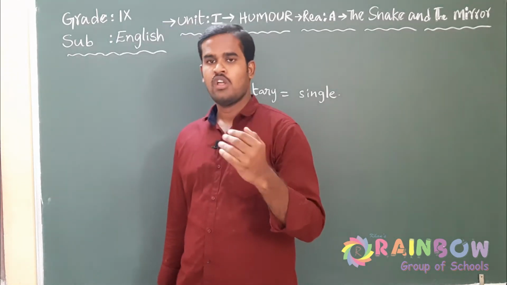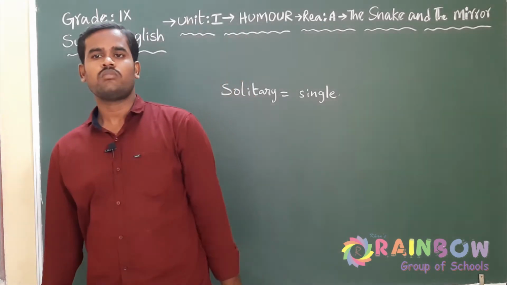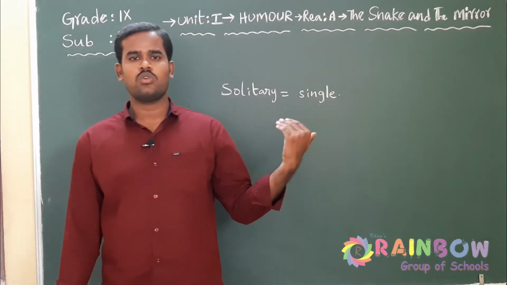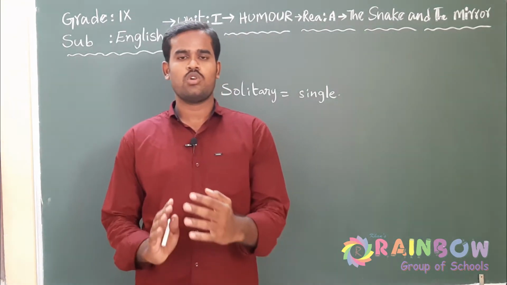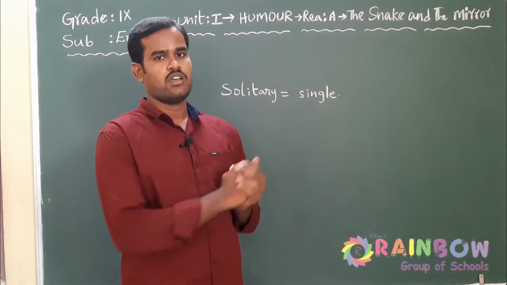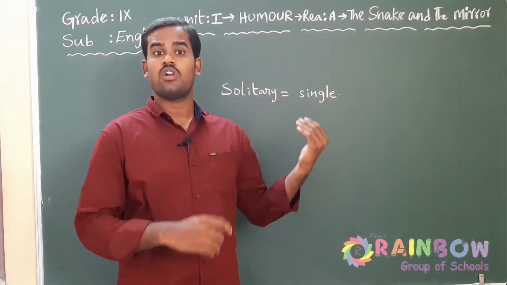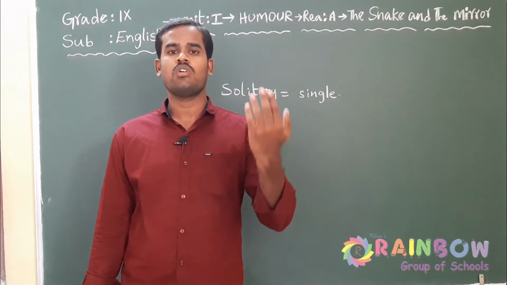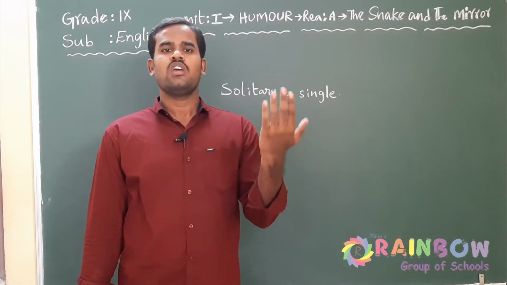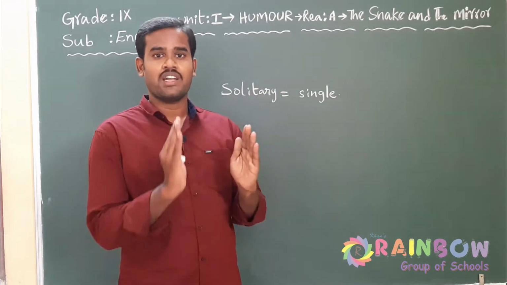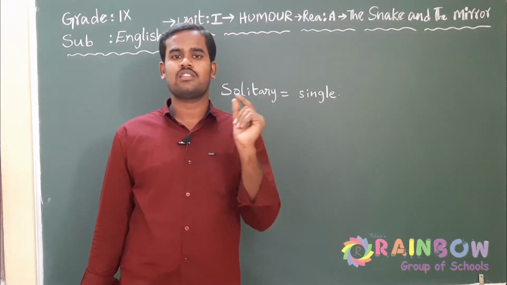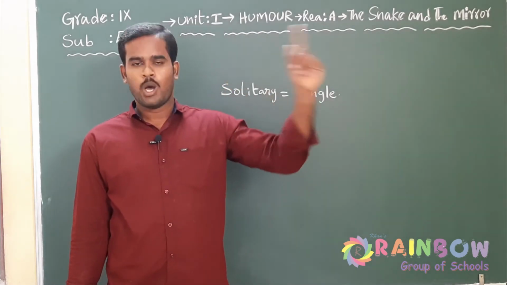Let us move on to the questions. First one, why did the narrator decide to turn around and take a look? Turn around means he wanted to look back. He wanted to search, he wanted to know what happened, why the dull thud sound came. That is why he wanted to take a look by turning backside. Simple answer. He heard a dull thud sound from above.